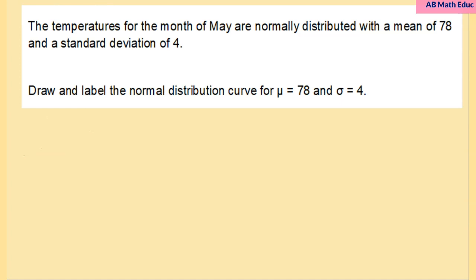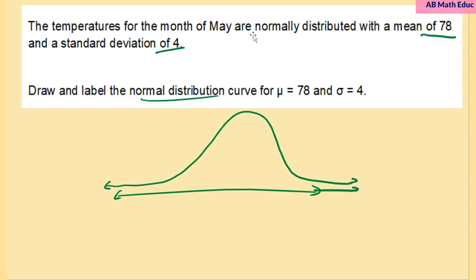Okay, so the temperature for the month of May is normally distributed, with a mean of 78 Fahrenheit and a standard deviation of 4 Fahrenheit. They want us to construct the normal distribution freehand. The center is always the mean of 78 here. Then when you're going to the positive side, you're adding, so plus 4. That will give you your first. Then you add plus 4 again. That will give you the second standard deviation on the positive side. And then you add plus 4. That will give you 90, and that's the third standard deviation.